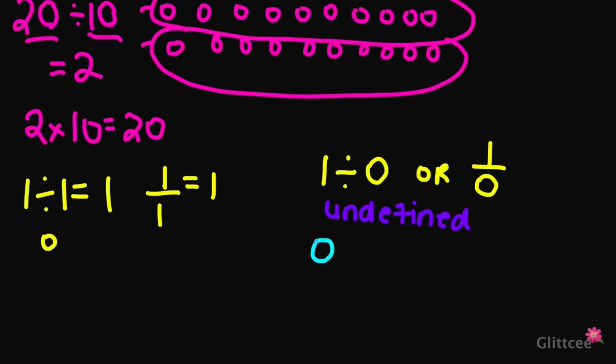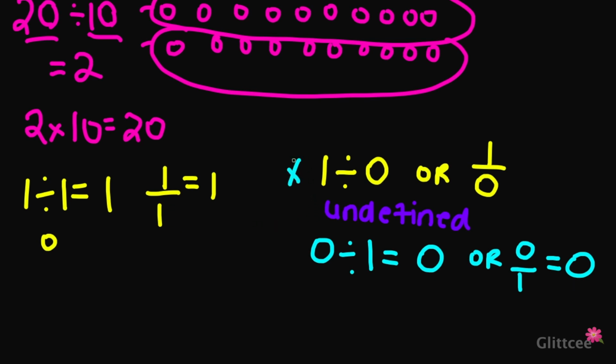If I have 0 divided by 1, this is going to be 0. Or it's written like 0 divided by 1. This is 0. You have to understand the difference between the two. There's a big difference between 1 divided by 0 and 0 divided by 1. I'm going to put a star next to them so that we can remember. Very, very important.